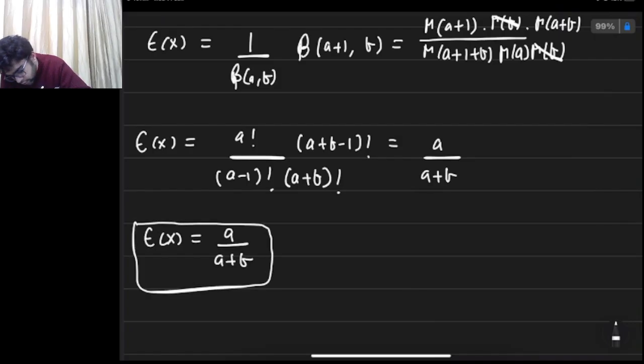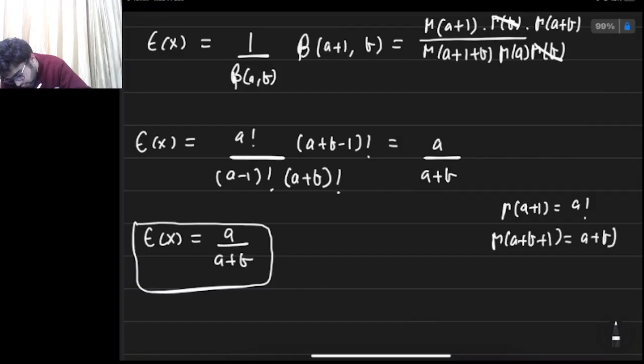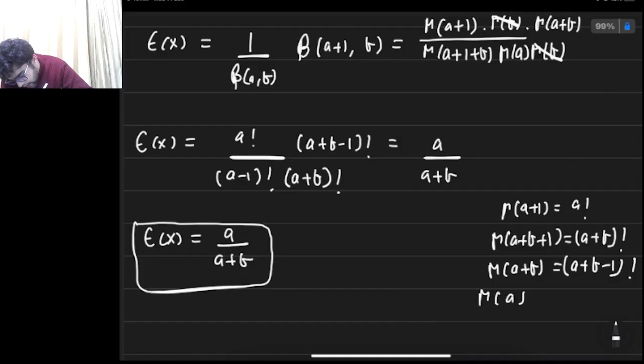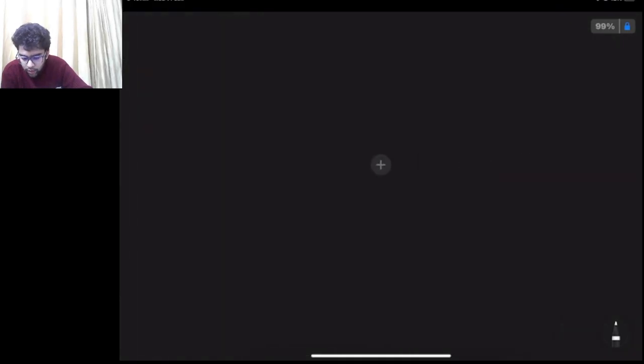And why is that so? Because gamma a plus 1 is basically a factorial, gamma a plus b plus 1 is a plus b factorial, gamma a plus b is equal to a plus b minus 1 factorial, and gamma a is equal to a minus 1 factorial. Now let's just find the expected value of x squared, because we need to compute the variance also, right?